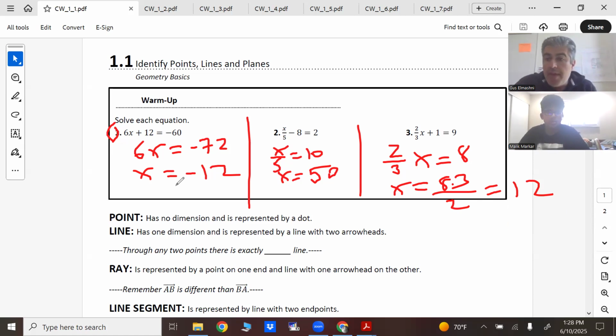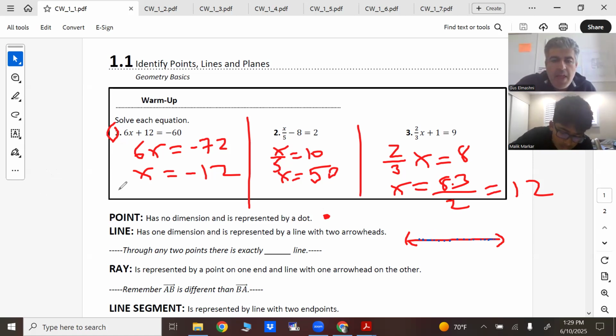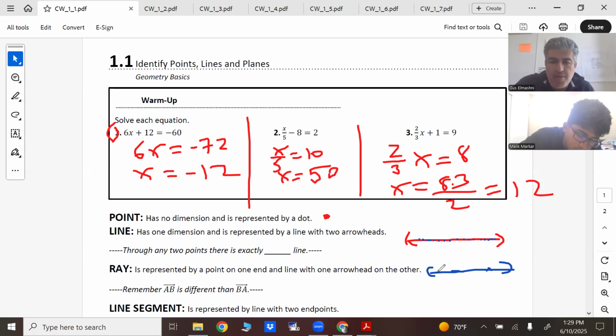Okay. Now, just some terminology. A point is just a dot. That's pretty simple. A line looks like this. It has an infinite amount of points. You can't really see them, but if you did a bunch of really tiny dots, it's infinite. And all you really need to make a line is just 2 points. You draw it, and it has to have the two arrows.